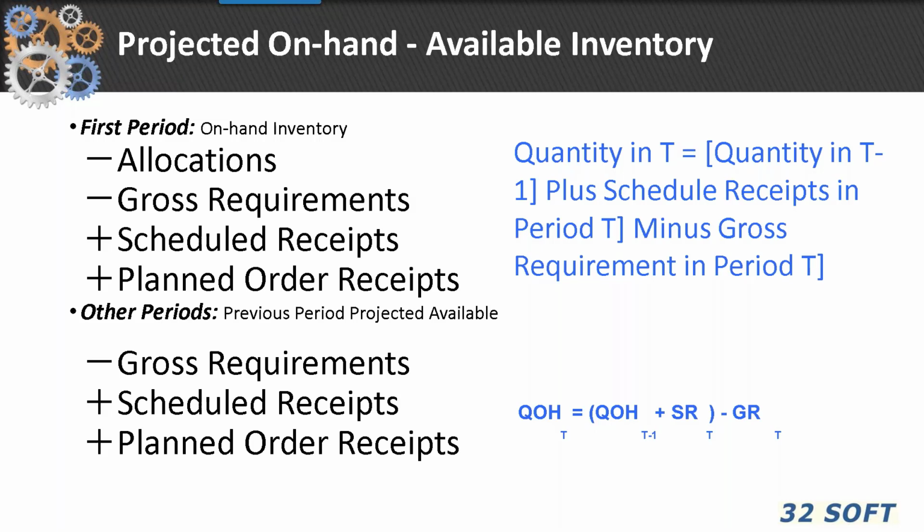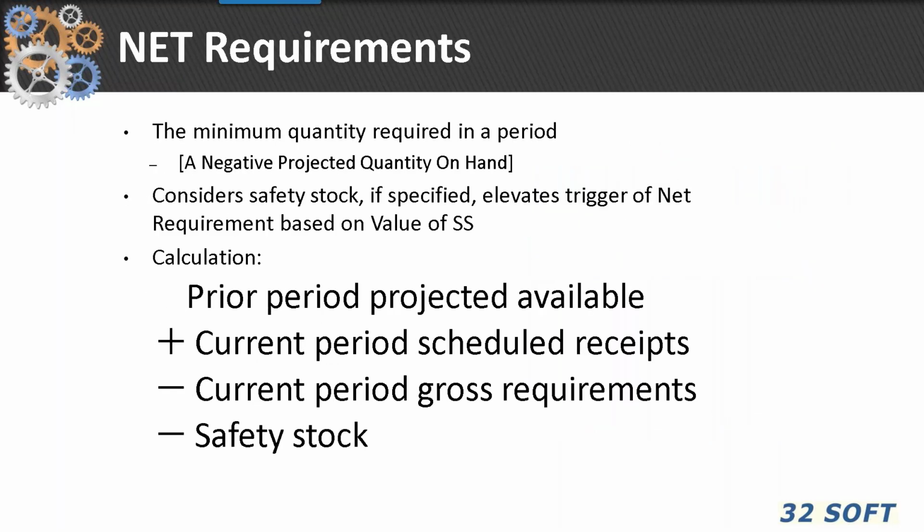Net requirement is a projected requirement of MRP. The net requirement represents the minimum quantity required in a period to meet the cumulative demand through that period. It does not reflect any lot sizing at this point in the process, and a net requirement exists when the prior period's projected available plus the current period's scheduled receipts minus the current period gross requirements minus safety stock goes negative. Net requirement calculation is the only time that safety stock is considered.